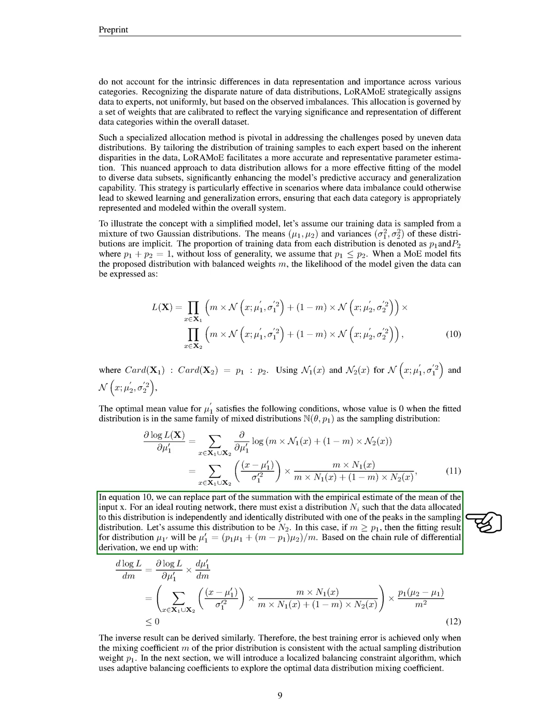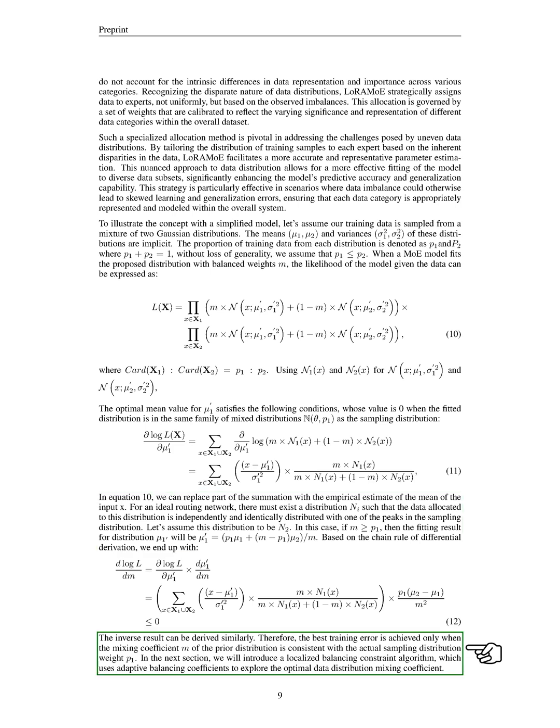Therefore, the best training error is achieved only when the mixing coefficient M of the prior distribution is consistent with the actual sampling distribution weight P1. In the next section, we will introduce a localized balancing constraint algorithm, which uses adaptive balancing coefficients to explore the optimal data distribution mixing coefficient.